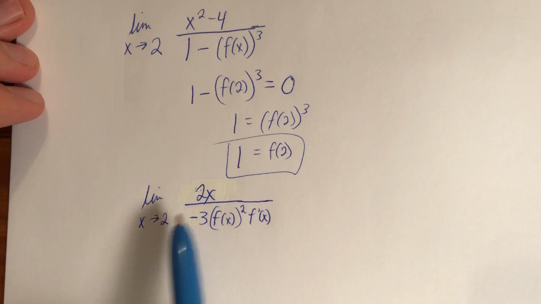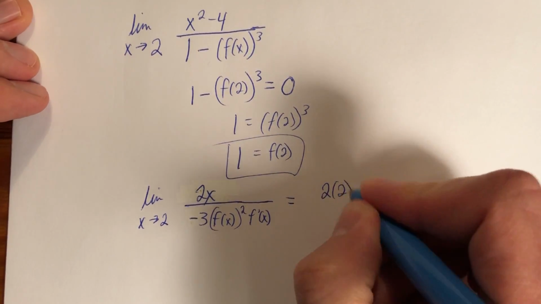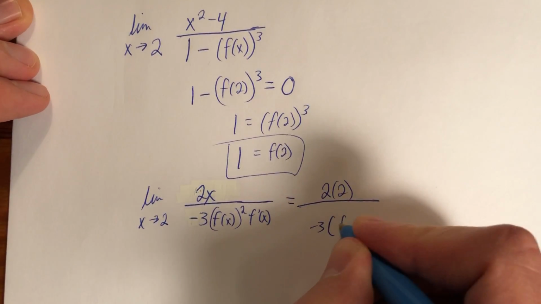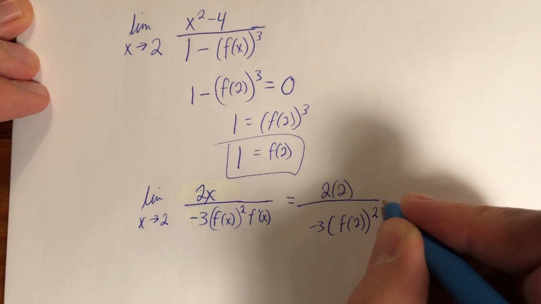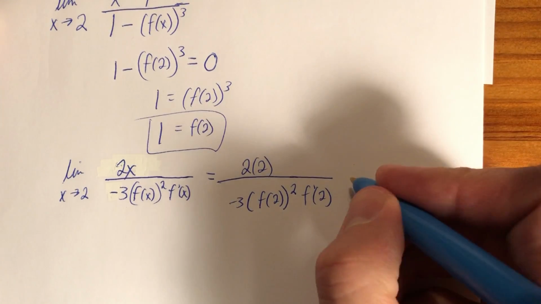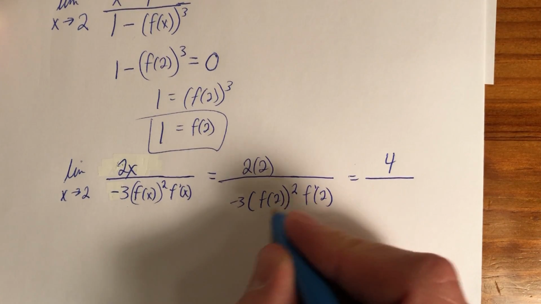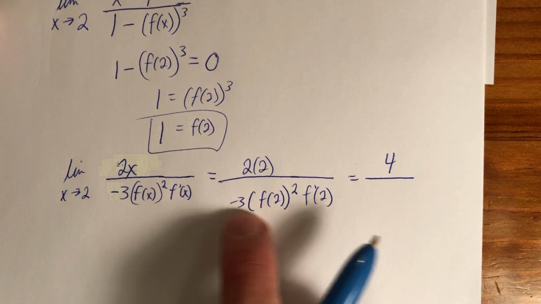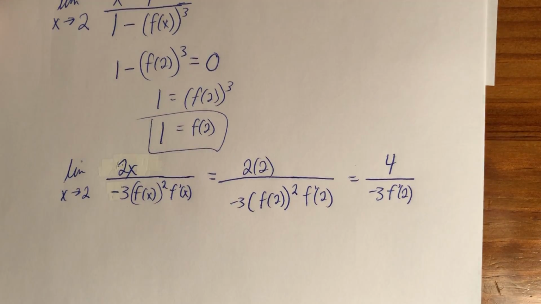Sorry. But if I plug in a 2 here, I'm going to have 2 times 2 over negative 3 f of 2 squared times f prime of 2. And then I froze for a second when I was working through this myself, and I thought, oh, that's great, but I don't know what that is. So I can go a little further with this, and I can say, well, this is really 4 over negative 3 times 1, right? Because we know what that is. So negative 3 times 1 squared. So this is negative 3 f prime of 2, but I still don't know what that is.